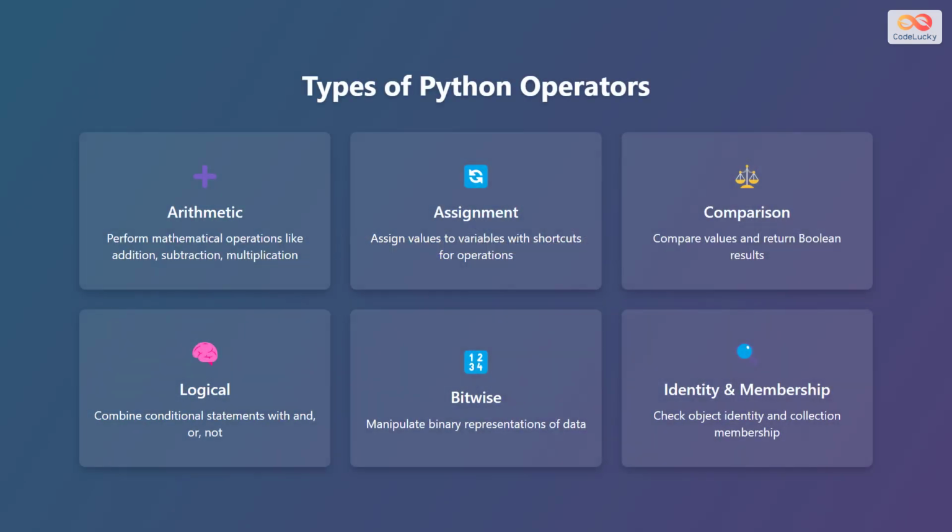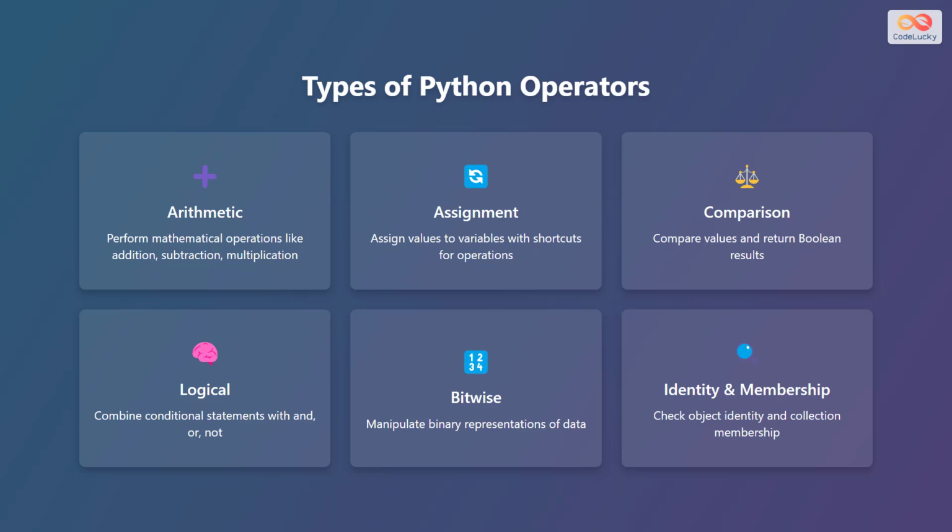Let's take a look at the different types of operators available in Python. We have arithmetic operators, which are used for mathematical calculations such as addition, subtraction, multiplication, and division. Then there are assignment operators that are used to assign values to variables, with handy shortcuts for common operations. Comparison operators compare values and return Boolean results.